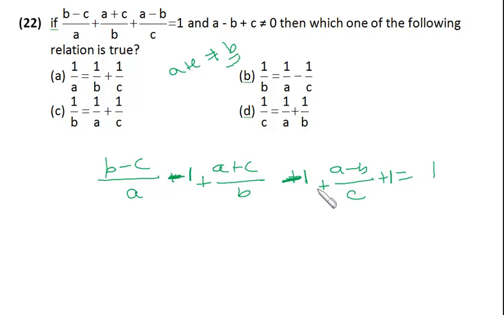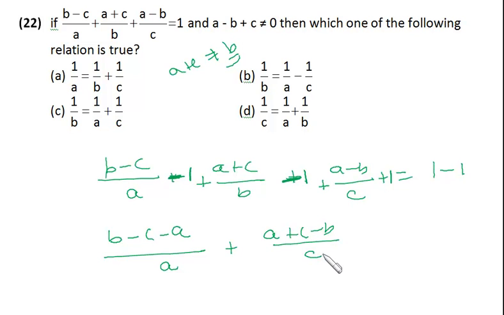Now I have deducted 2 ones and added 1. So this 1 and this 1 will be cancelled out, but since I have deducted a 1 from this side, I need to deduct 1 from this side. Okay. Now this expression story becomes very simple. b minus c minus a upon a, then plus a plus c minus b upon c.